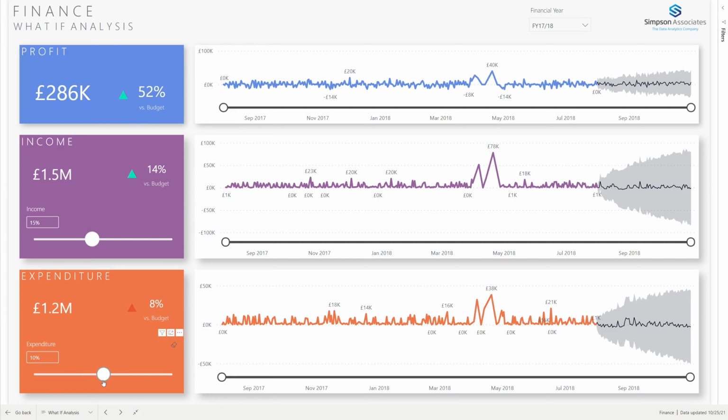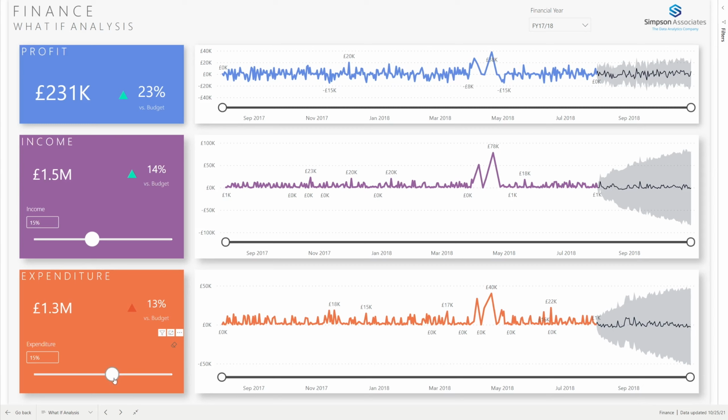So if I leave my income at 15% and then keep on increasing expenditure, we're still above budget at 15% increase to expenditure. But at 20% increase to expenditure, that's when we're starting to make a loss. So by playing around with these different sliders, applying different multipliers to our values, we can see how that's going to impact our profit.